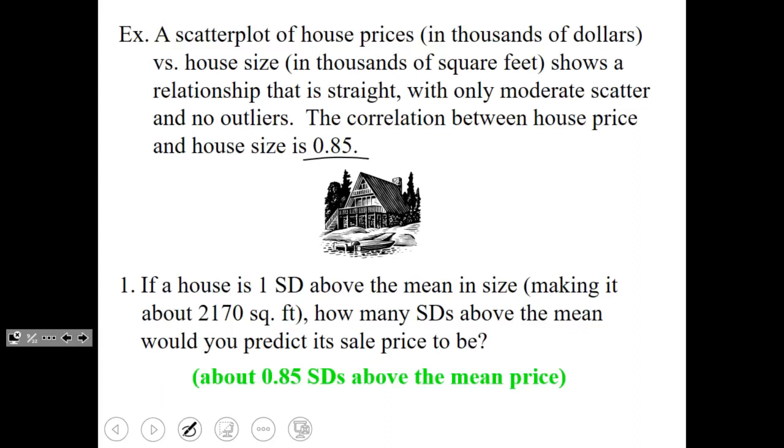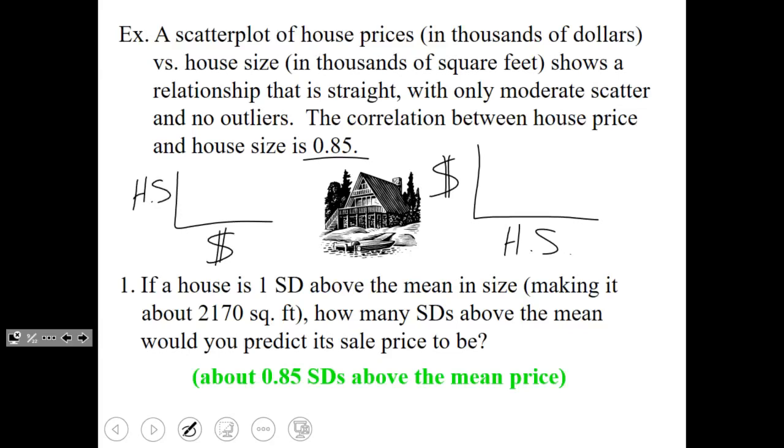Remember, R didn't care which order I did these in. R would be the same if I flip these. Now, personally, I think house size is more likely to explain the difference in house price. But recall, R doesn't care. If I was trying to say the price explained the difference in house size, my R would still be the exact same. So for every unit change, where 1 standard deviation is a unit, in size, the price would change by 0.85 because R doesn't care which order they're in.